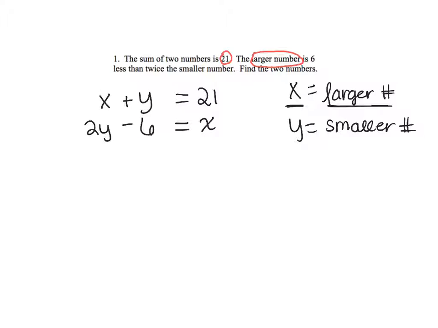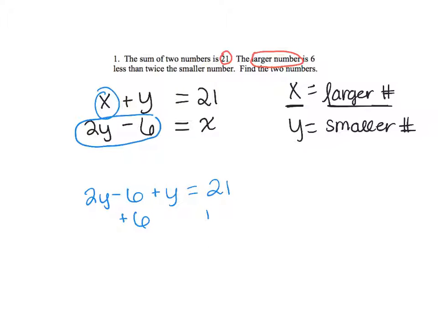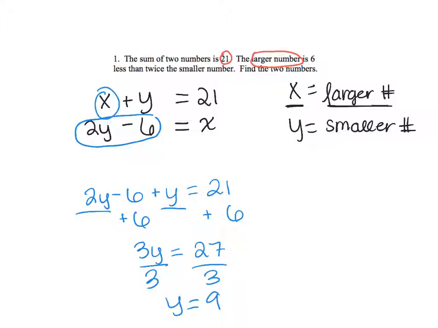Now I'm just going to use substitution, and I'm going to substitute this in for anywhere I see an x in that first equation. So that will look like 2y minus 6 plus y equals 21. Now I'm just going to solve for y. Add 6 to both sides and combine my like terms at the same time. 3y equals 27. Divide by 3, divide by 3 to get y equals 9. That is my smaller number.